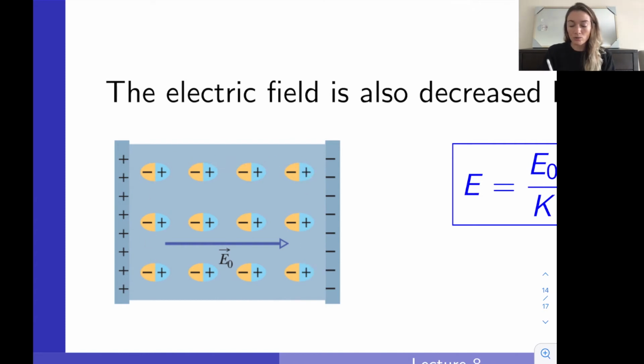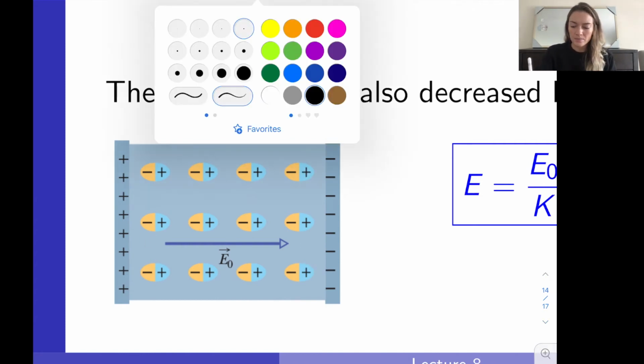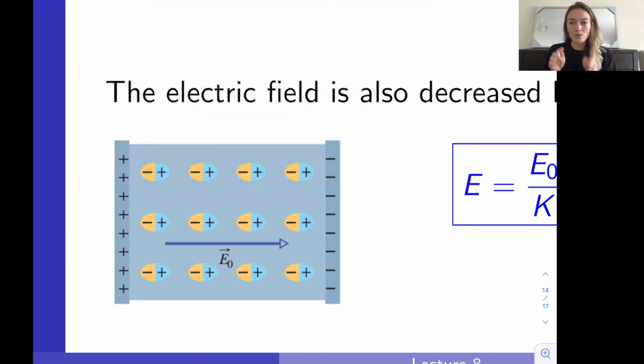This arrangement of your dipoles will create an opposing electric field. So this creates an electric field that goes this way. It will create an opposing electric field to the one that's created by the two parallel plates. And so it will decrease your total electric field. And as I said yesterday, the electric field created by your dielectric, the opposing electric field, is much, much weaker than the one created by the plates, but it still decreases the total electric field.